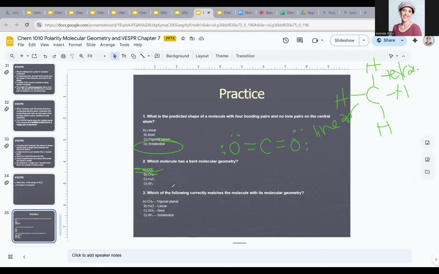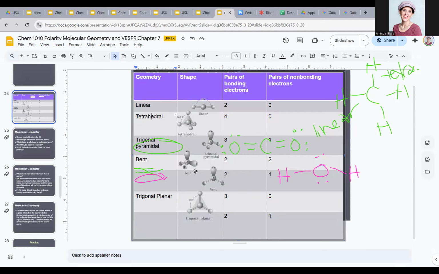Let's do water. Water, the oxygen goes in the center. We have our hydrogen, and then we have 2 pairs of unbonded electrons. That one would give us the bent shape. So if you look here, it's right here. 2 pairs of bonded electrons, 2 pairs of non-bonded electrons. That gives us the bent shape.